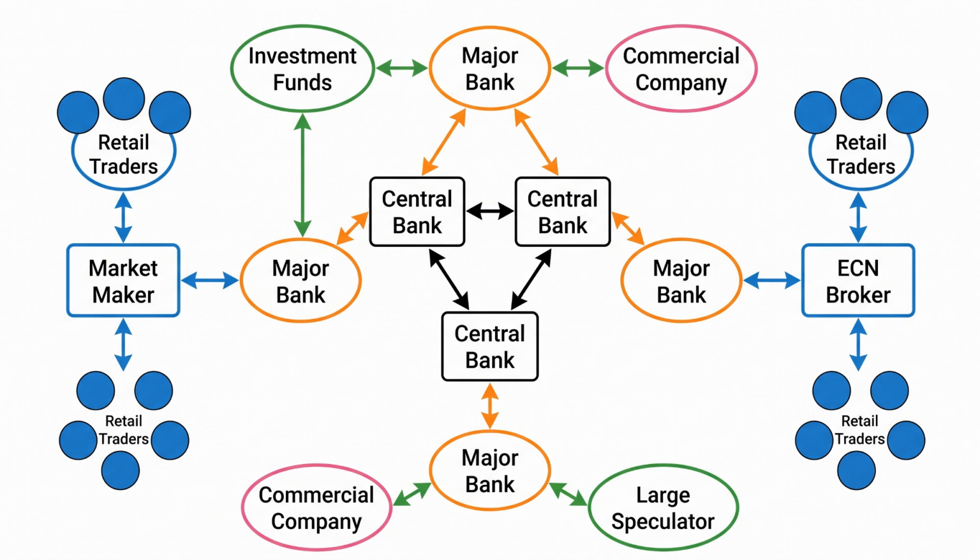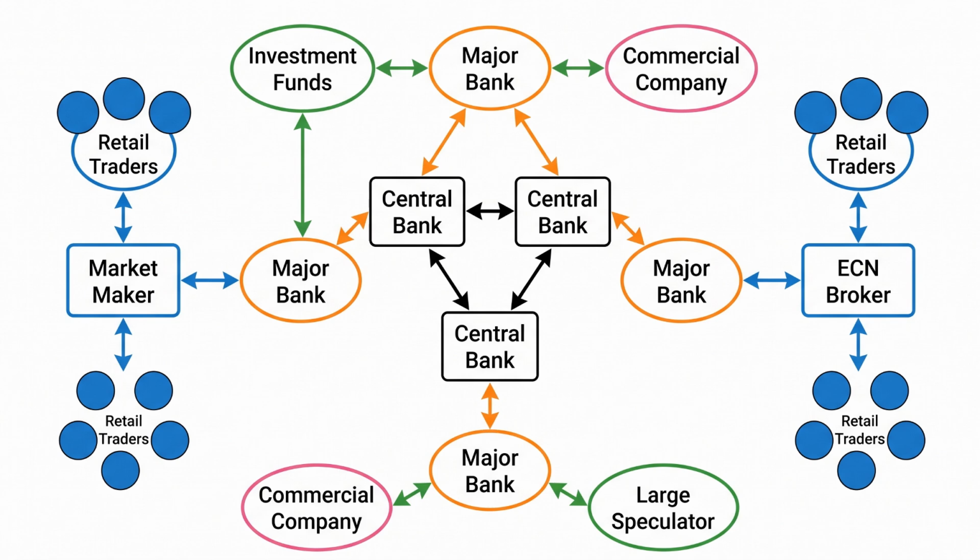The core: central banks, black connections. At the very center of the diagram are the central banks, e.g. the Federal Reserve, the European Central Bank. They are connected to each other with black arrows, representing the highest tier of the global financial system. Central banks dictate monetary policy, manage national currency reserves, and intervene in the market to stabilize or influence their domestic currency's value.